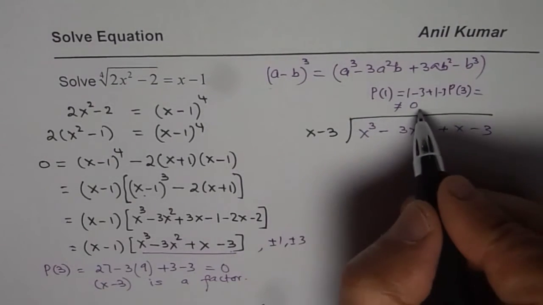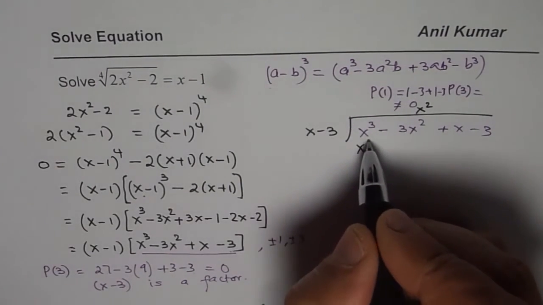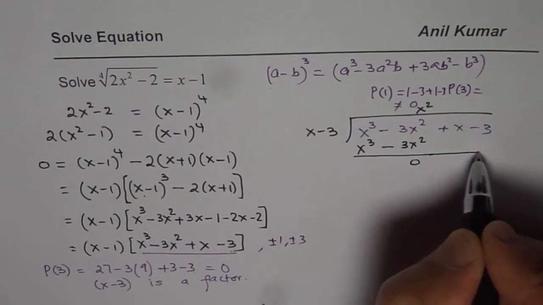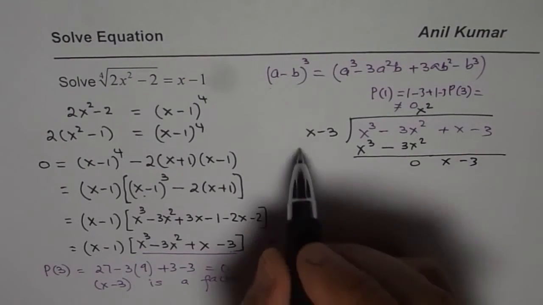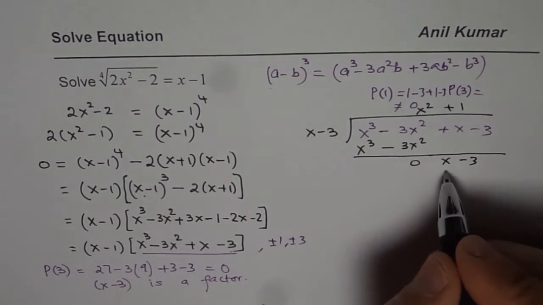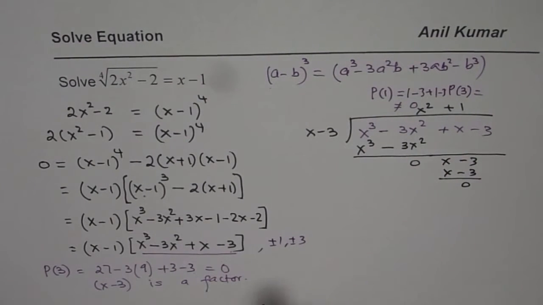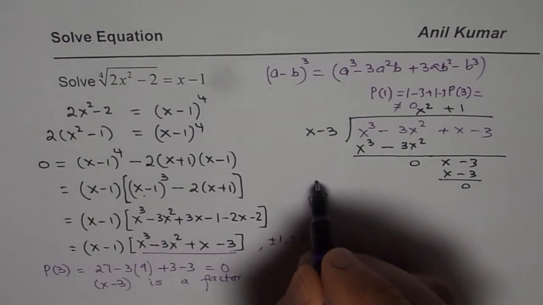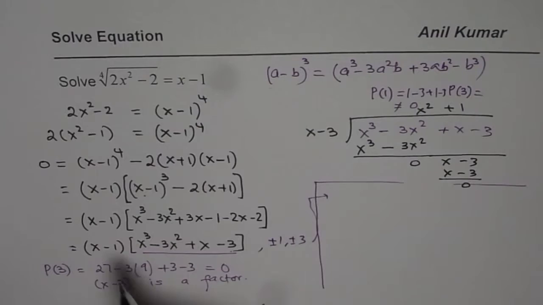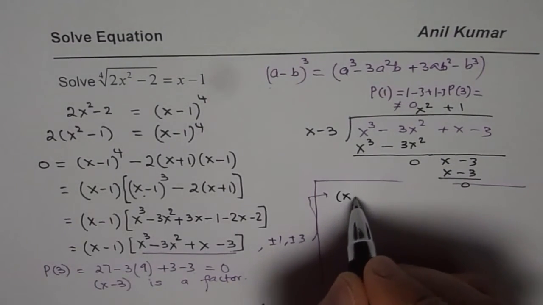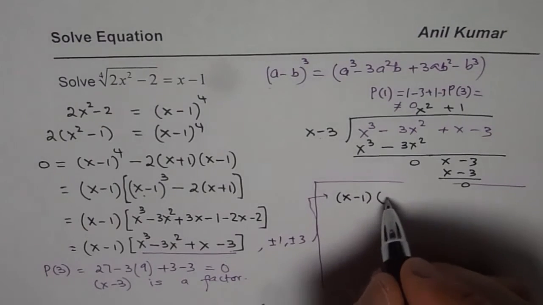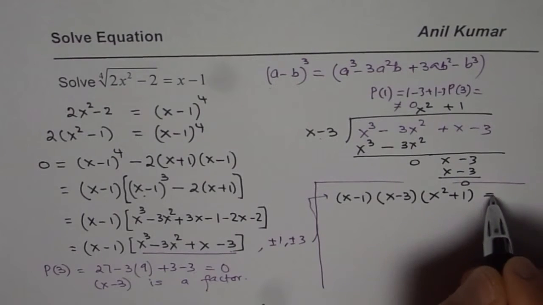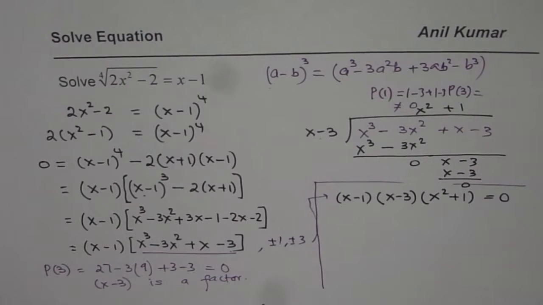So x square, so it gets x cube minus 3x square, that is 0. So we'll bring down both these terms, which is x minus 3, and that goes one time plus 1, x minus 3, which gives me 0, right? Now therefore I can write down my equation as x minus 1 times the factor x minus 3 times x square plus 1 equals 0. You get the idea, right? So that is how you have to do it.